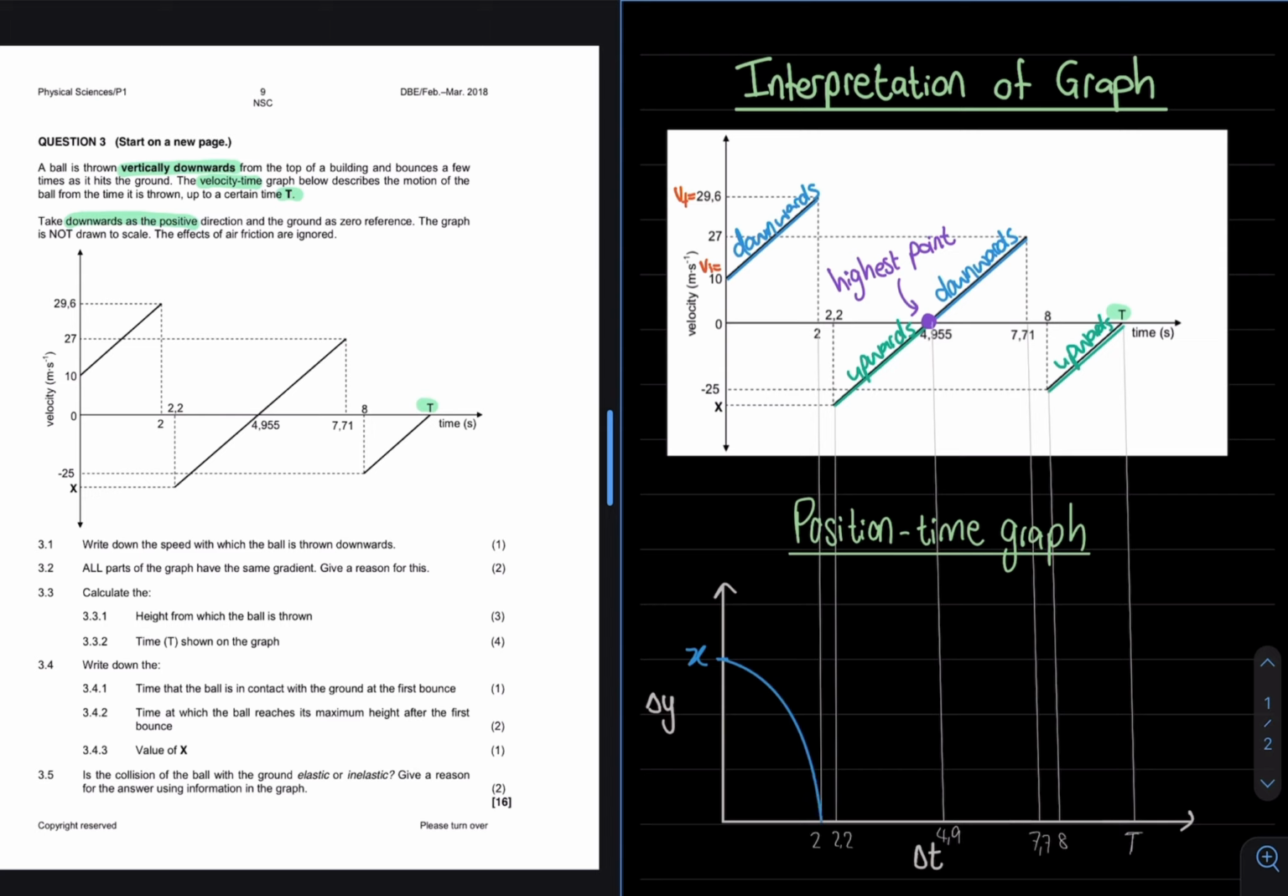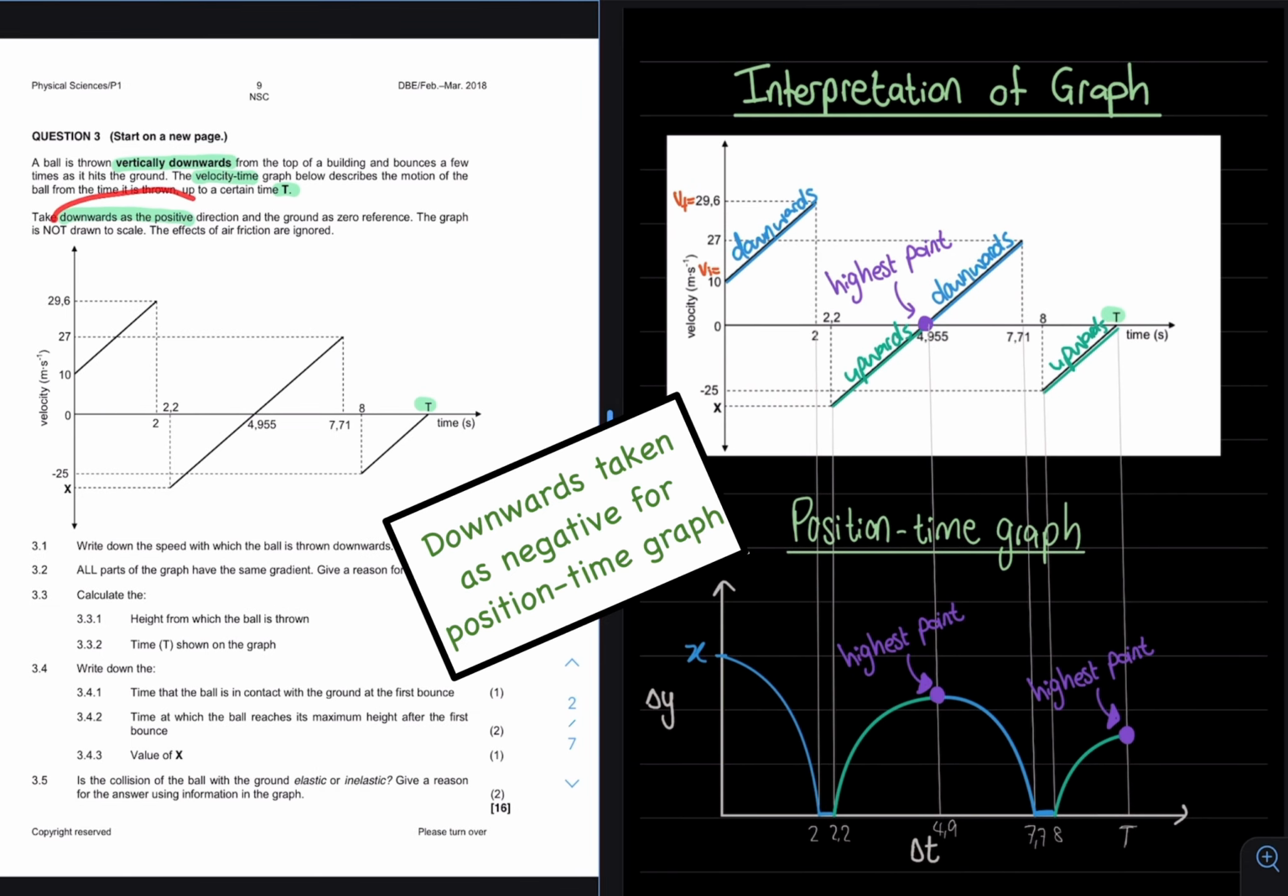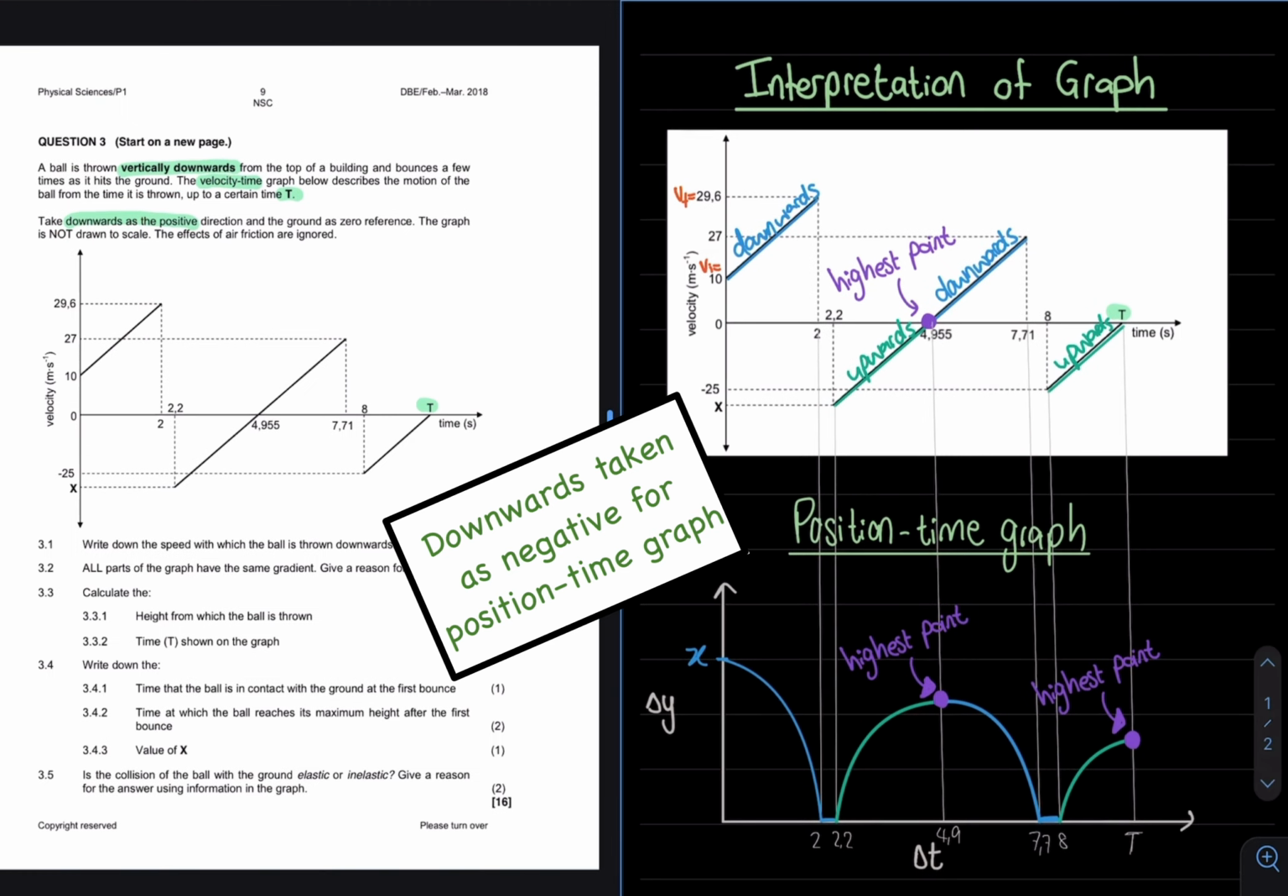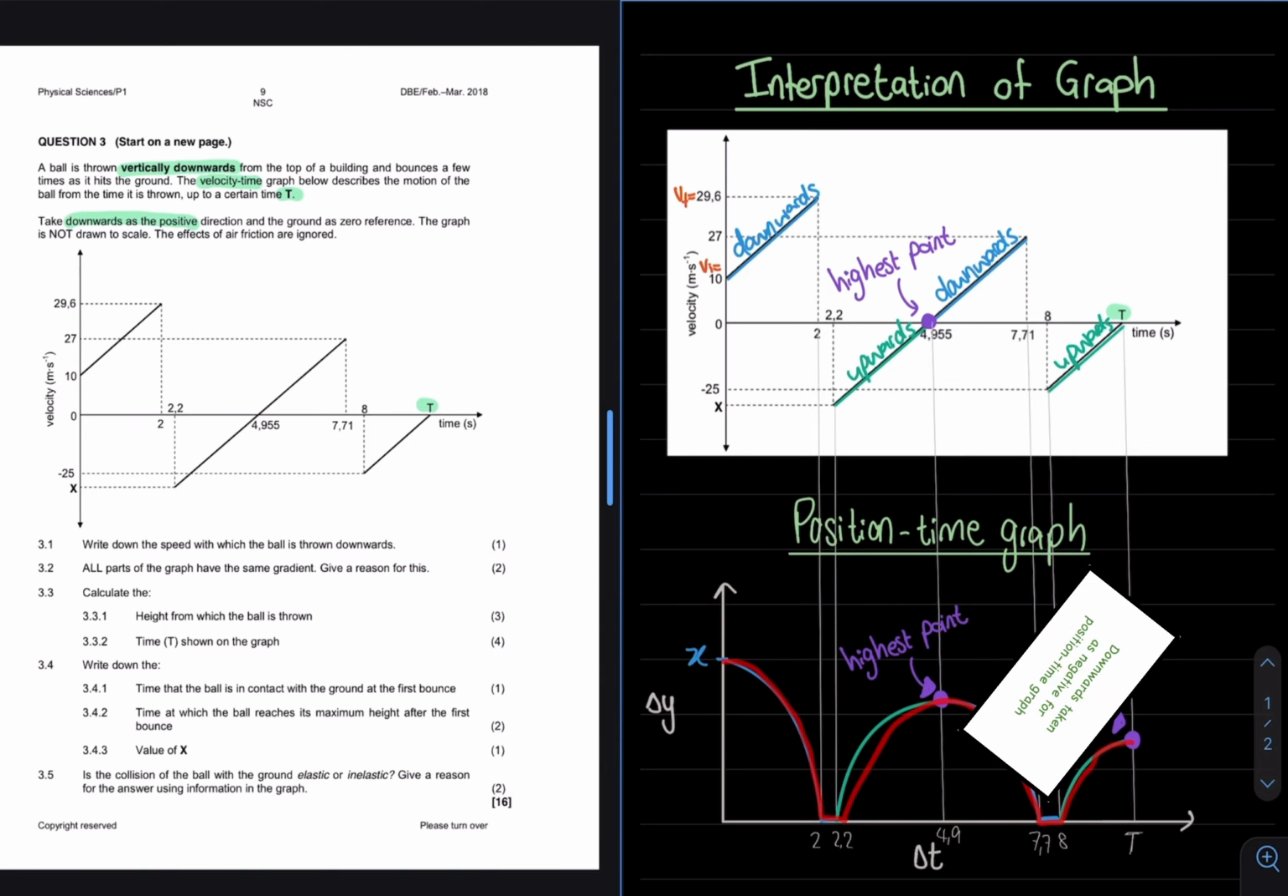The ball is then in contact with the floor from 2 to 2.2 seconds. Thereafter, my ball moves upwards until it reaches its highest position again. It then moves back downwards until it reaches 7.7 seconds. It is in contact with the floor from 7.71 to 8 seconds and then moves back upwards to its highest position. Now, for the velocity time graph, downwards was taken as positive. The position time graph we drew using downwards as negative. When taking downwards as negative, we get a projectile path in the position time graph of a ball bouncing.